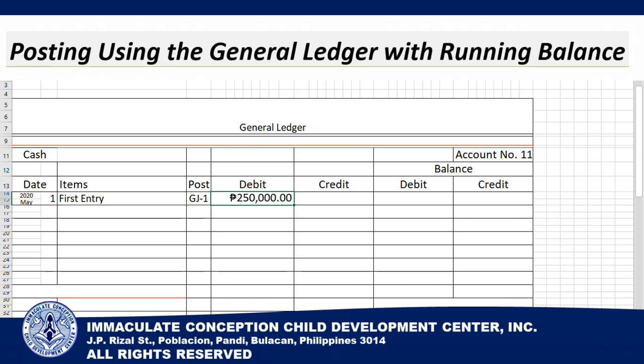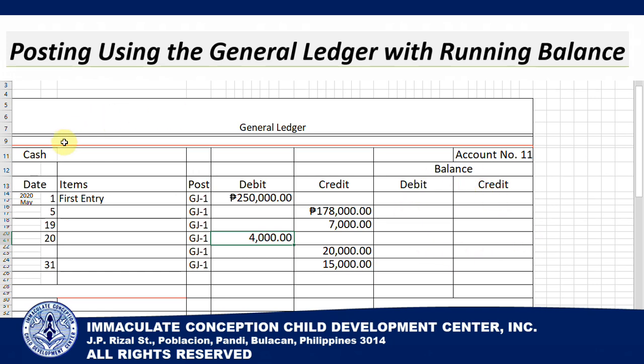So again, all we need to do is to post all the transactions and amounts from the journal to the general ledger. So we have here May 5, General Journal, page 1, 178,000 pesos under credit. May 19, GJ1, 7,000 pesos under credit. May 20, 4,000 pesos under debit. And also another May 20, GJ1, under credit side, 20,000 pesos. And last, we have May 31, GJ1, under credit side, 15,000 pesos.